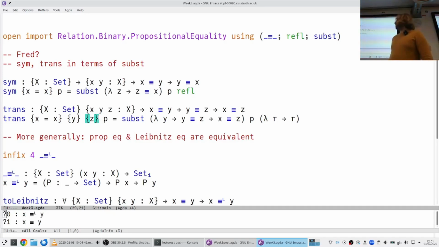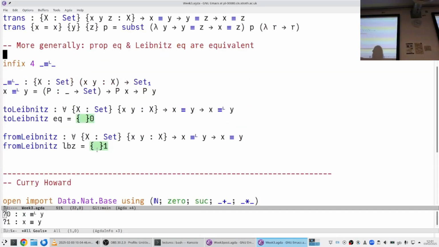Okay, does anyone else want to do the next one or should I continue? Connor? So what am I supposed to be doing? Showing that Leibniz equality and ordinary equality is the same. Okay.